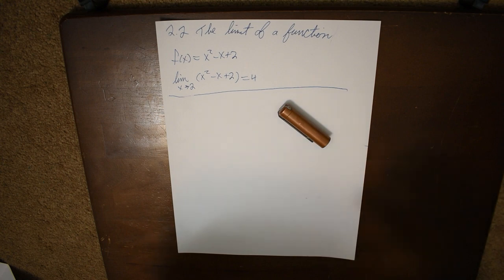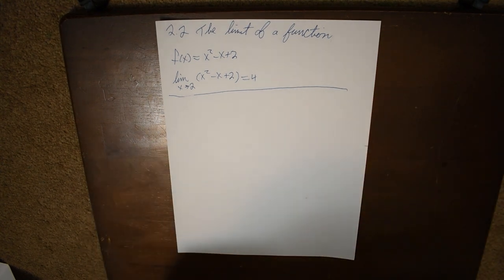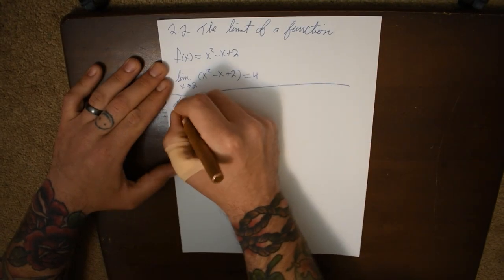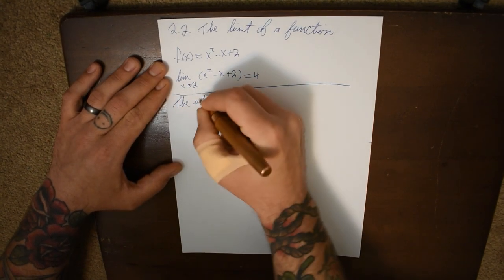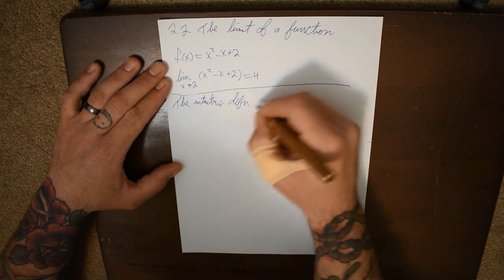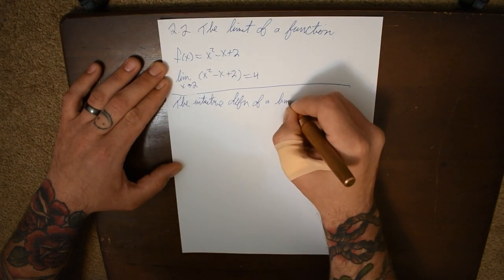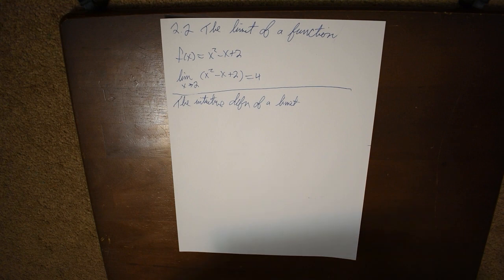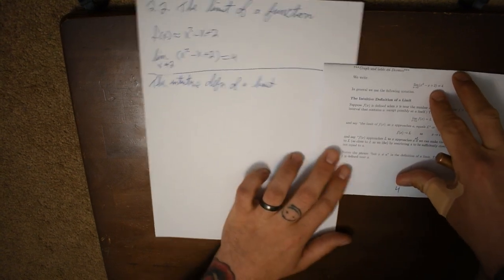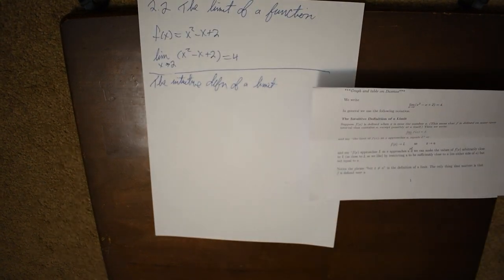So now the book goes on to give us what they call the intuitive definition of a limit. And I copied this out of our book, but I want to give some context to what they're saying. So the definition out of our book, and I might as well share this with you, saves you guys from having to read my handwriting.